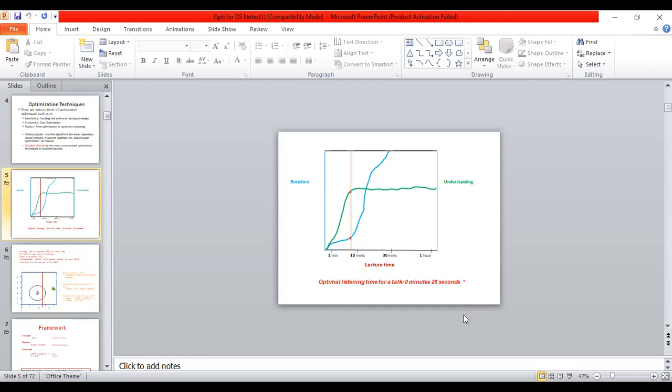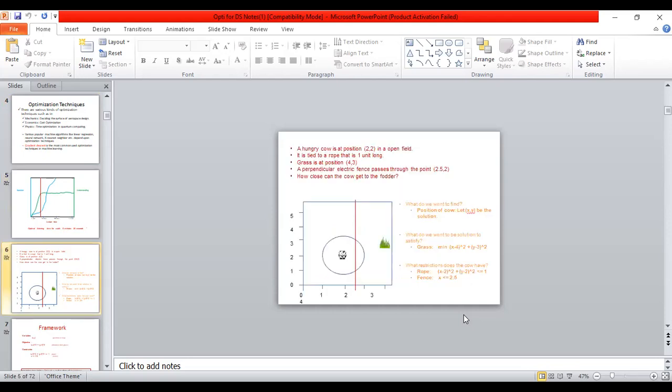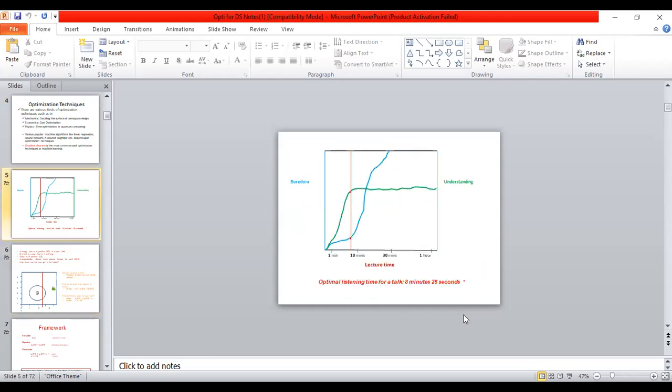for the first 10 minutes. Here it's about 8 minutes and 25 seconds, and then it gets constant. Whereas the boredom increases as the lecture hour increases, the student gets bored more and more. So here the lecturer is expected to maintain the optimum time that the student can retain a given lecture, and that is on average about 8 minutes and 25 seconds.